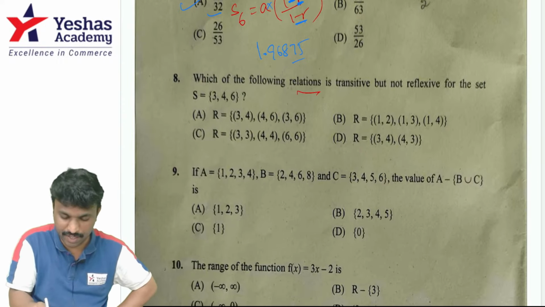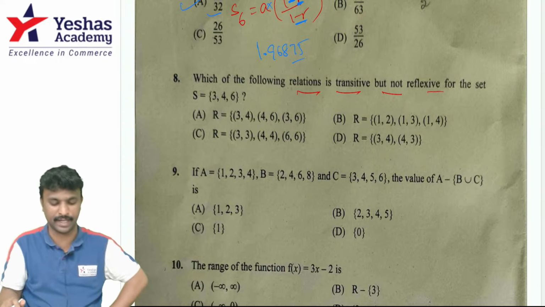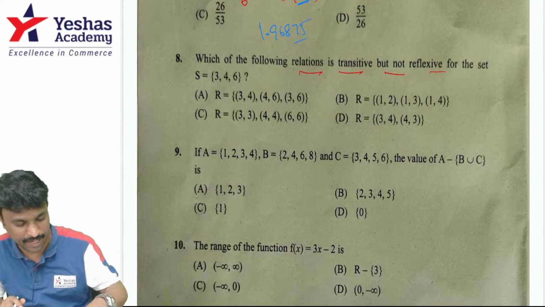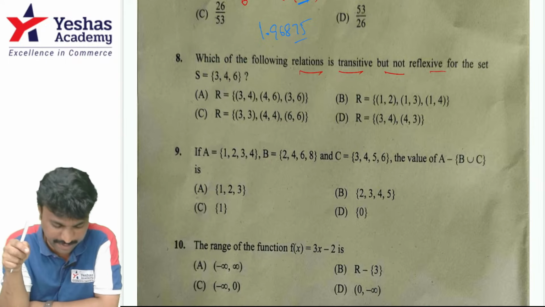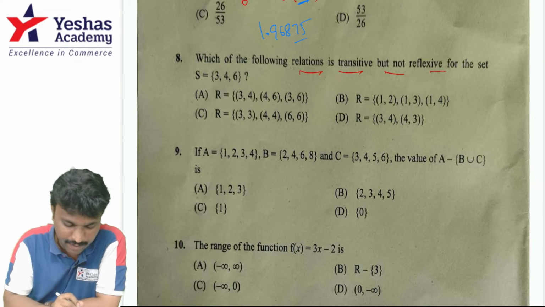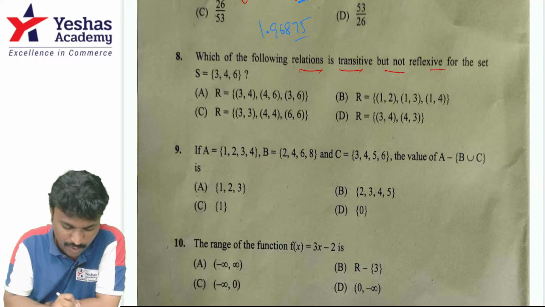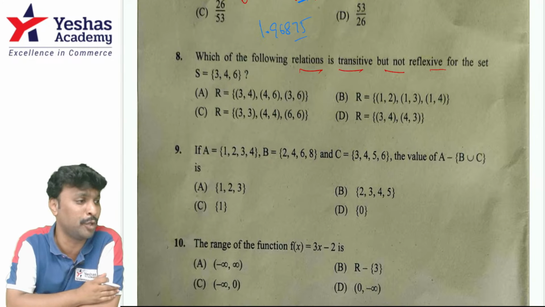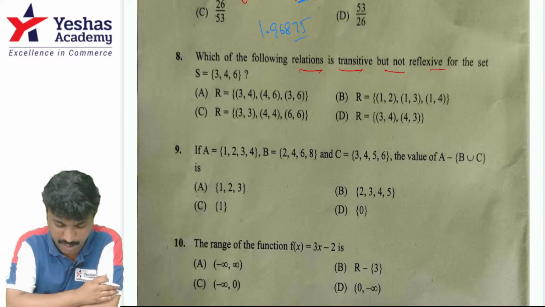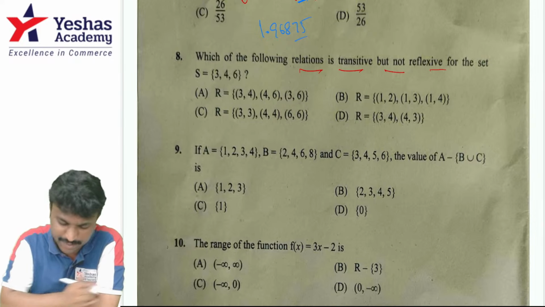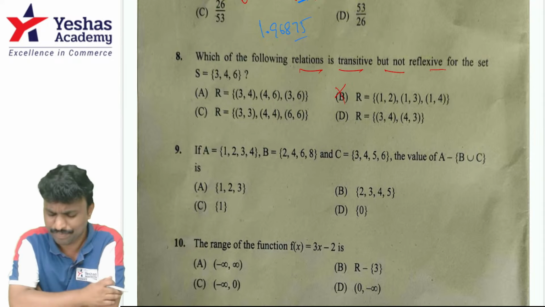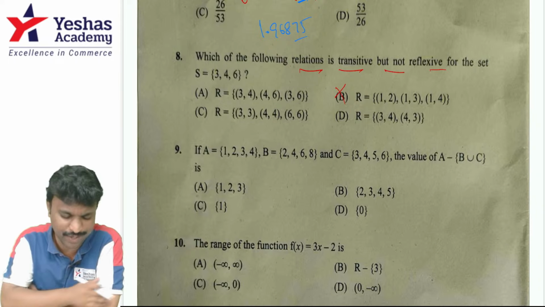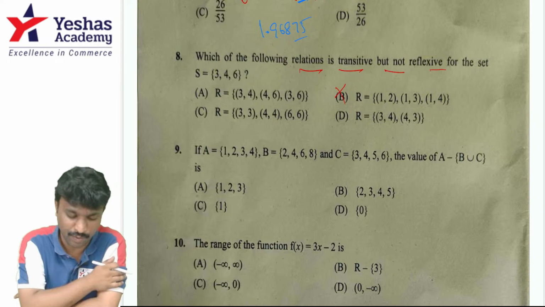Which of the following relation is transitive but not reflexive for the set 3, 4, 6? Guys, which of the following relation is transitive but not reflexive? So 3, 4, 6. Option A, if you look at it, definitely it is not reflexive. For it to be reflexive, 3, 3, 4, 4, 6, 6 should be there. It is not there. See, option B ruled out. Why is option B ruled out? Because 1 and 2 are not there among the elements of the set S.